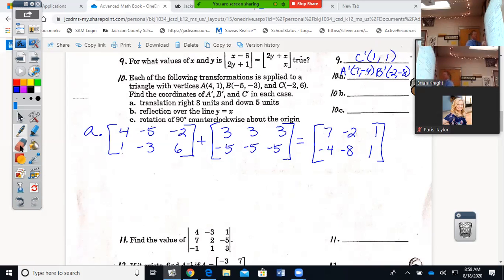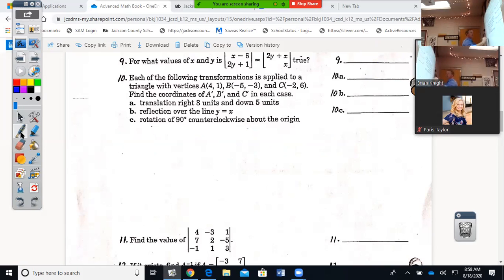B and C were quick and easy. You are just going to have to be able to identify which matrix to multiply it by. So they want us to reflect it over the y equals x line. So did y'all look it up? What's the matrix you're going to multiply by? 0, 1, 1, 0. Okay. I think you had it backwards there, Brendan. All right. 0, 1, 1, 0.